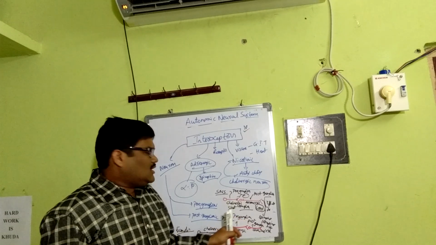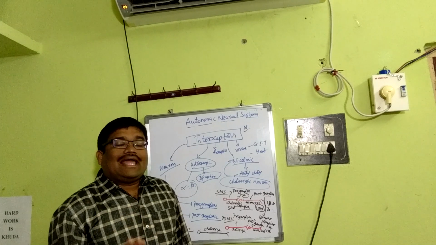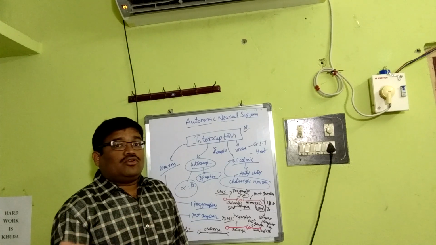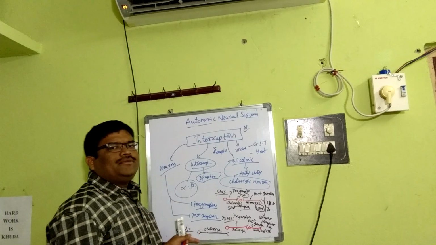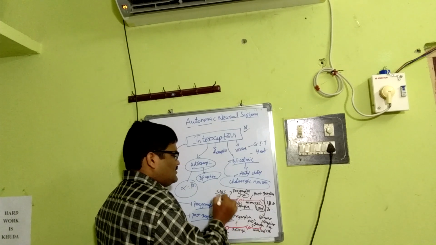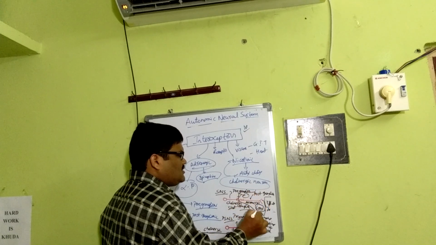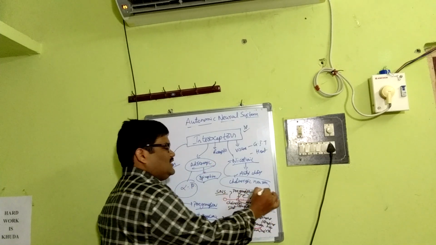In case of the parasympathetic neural system, they are preganglionic cholinergic, postganglionic, but both are cholinergic. That means both release neurotransmitter as acetylcholine. In case of motor, that means somatic system, it is also cholinergic. So cholinergic. In case of sympathetic, the most distinguishing feature is the post-sympathetic ganglion is adrenergic.